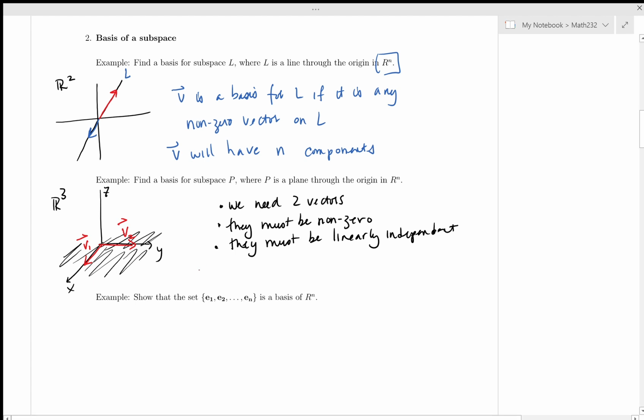So I would say then, thinking now in the general case, that v1, v2 are two linearly independent non-zero vectors, and that form a basis for P, a plane.